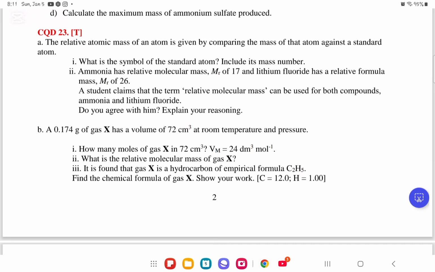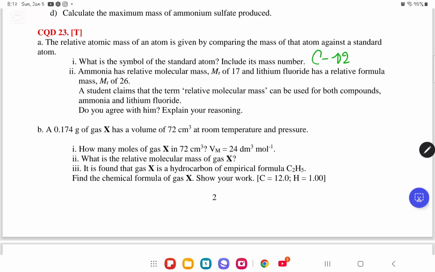So CQD number 23, the relative atomic mass of an atom is given by comparing the mass of that atom against a standard atom. This is just a statement in A. Now, part AI. What is the symbol of the standard atom? Include its mass number. Now here, this is something we haven't taken before. It is new, but it is important. What you should know is that the standard atom is carbon 12, denoted like this, C12.